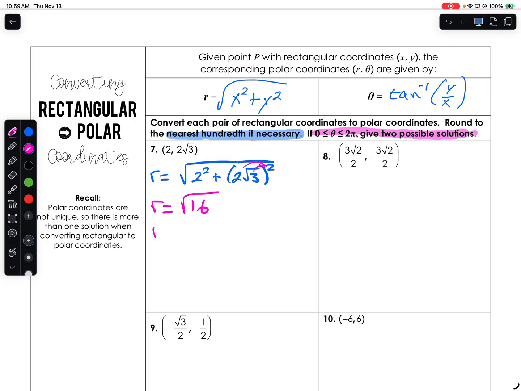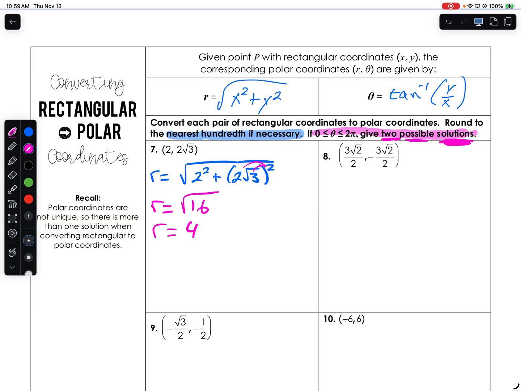So what's your r equal? 4. Do I need plus or minus? Radius is always positive, so we'll just go with plus. But realize right up here, we need 2 possible solutions. So we're going to do the plus radius first, and then we'll deal with the minus radius one next.